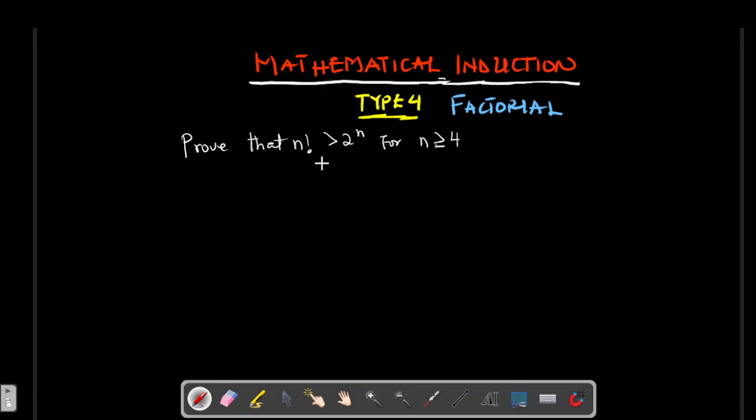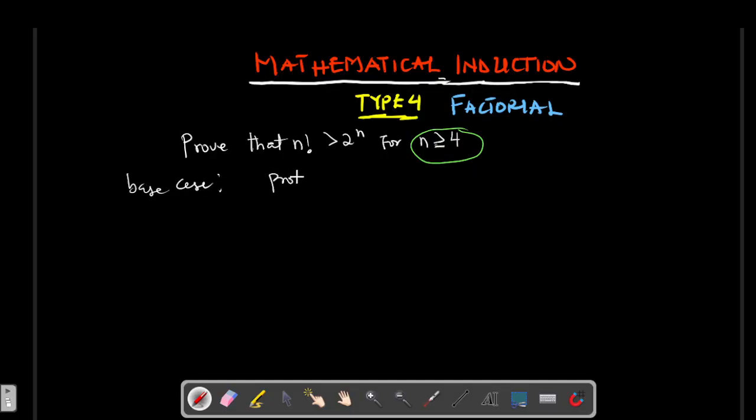How do I prove that the statement n factorial is greater than 2 to the power n for every n greater than or equal to 4? The statement here is telling us that if our n is less than 4, it won't be satisfied. So to test for our base case, we should obey this part of the statement. Our base case comes here.